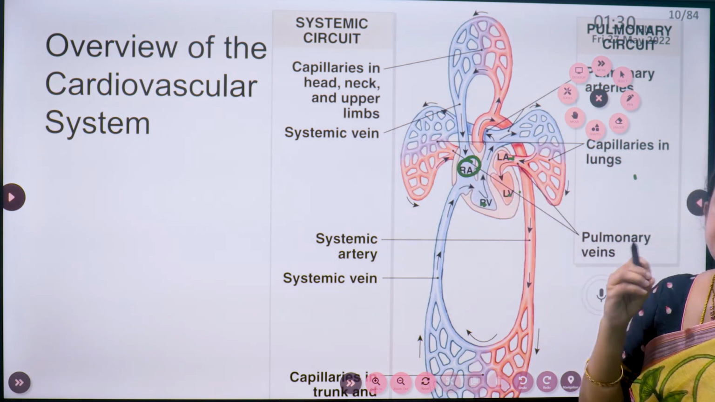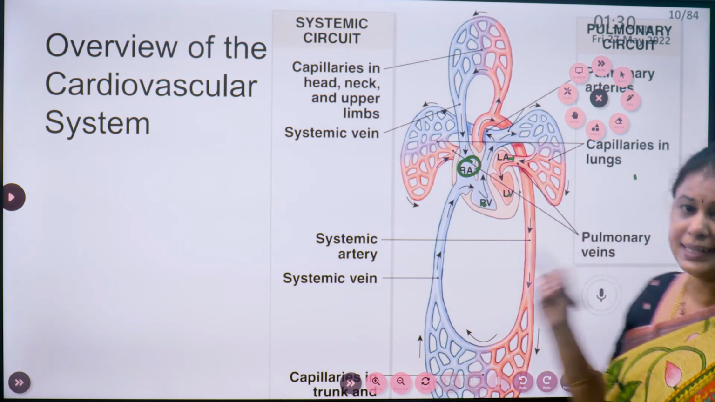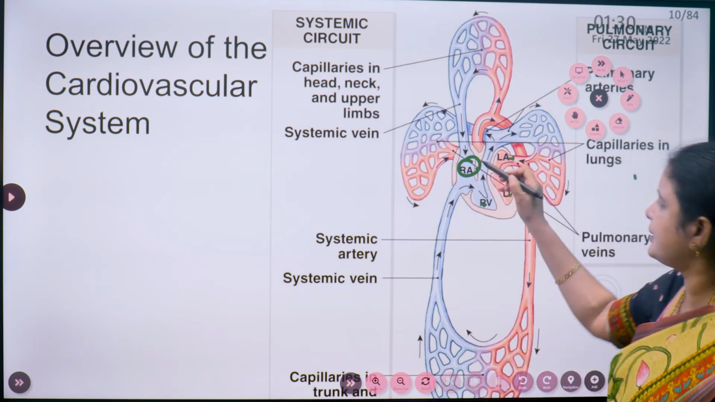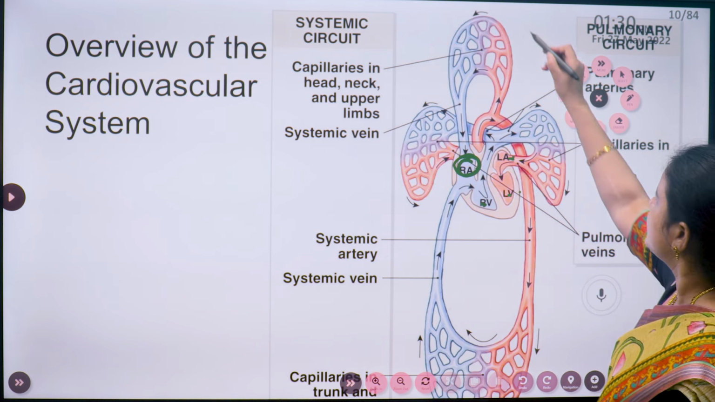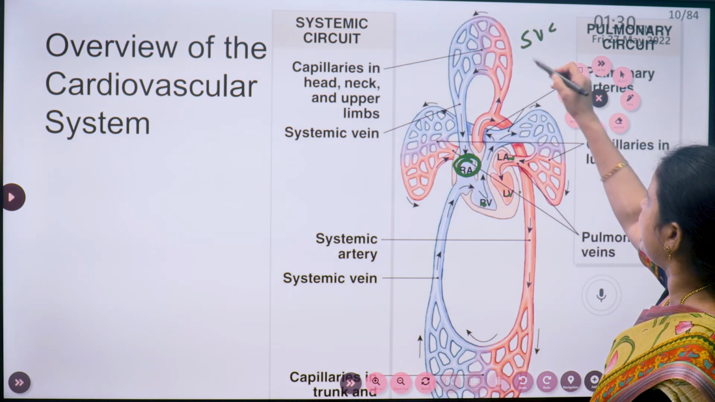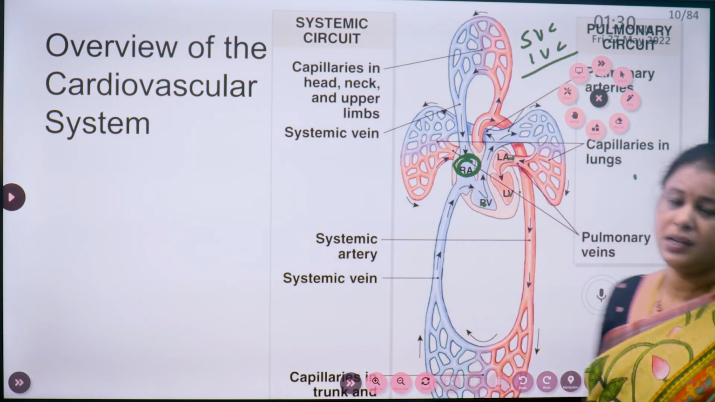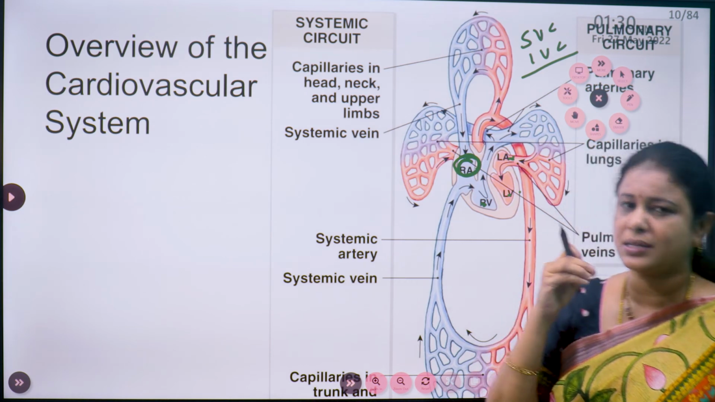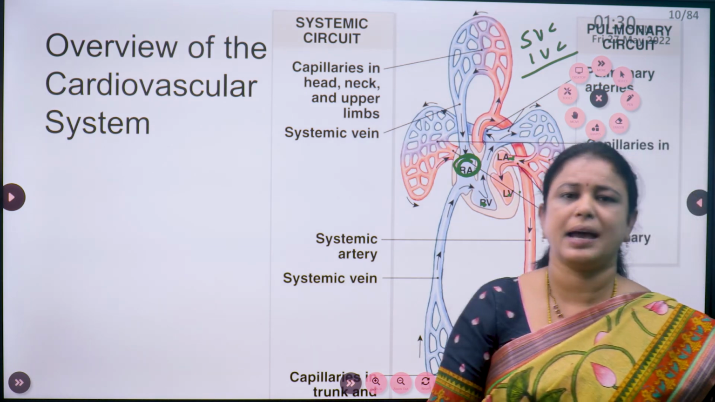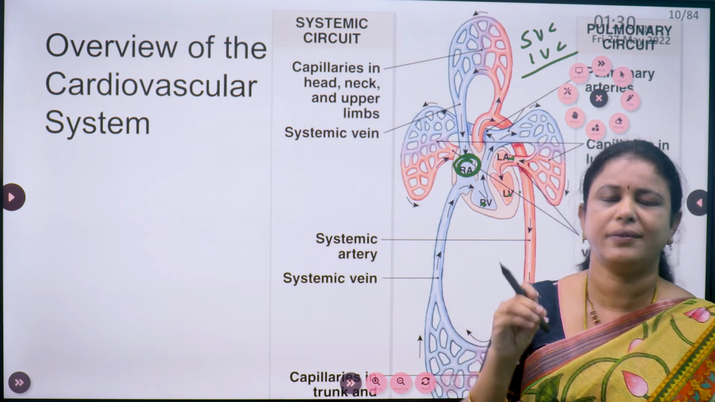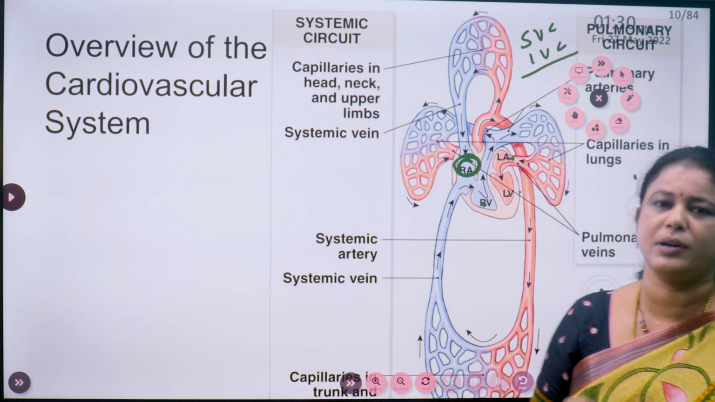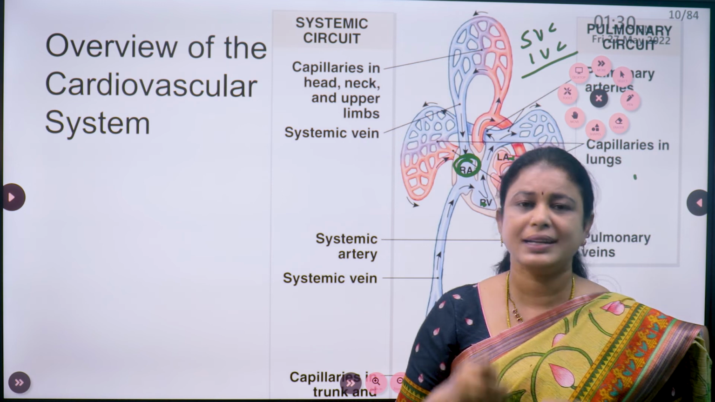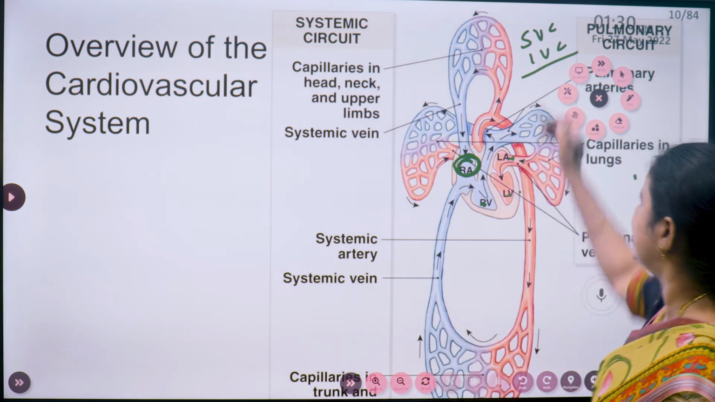From all the parts of our body, all deoxygenated blood enters into the right atrium through the superior vena cava and inferior vena cava. The deoxygenated blood in our body, from the capillaries, enters into the veins. Through veins, all the veins in the lower body will drain into the inferior vena cava.